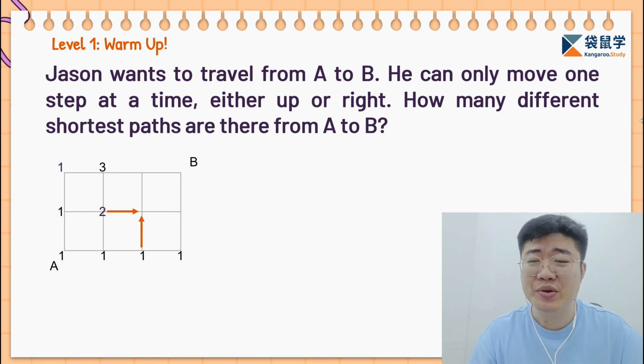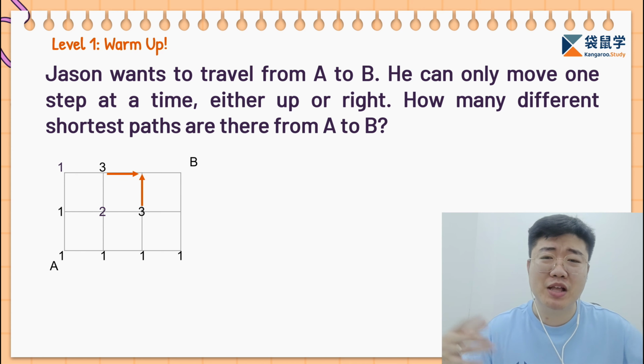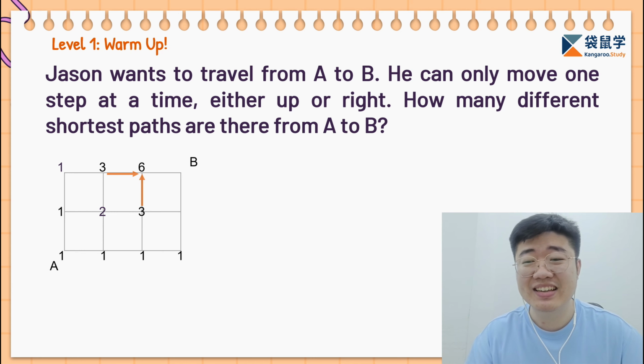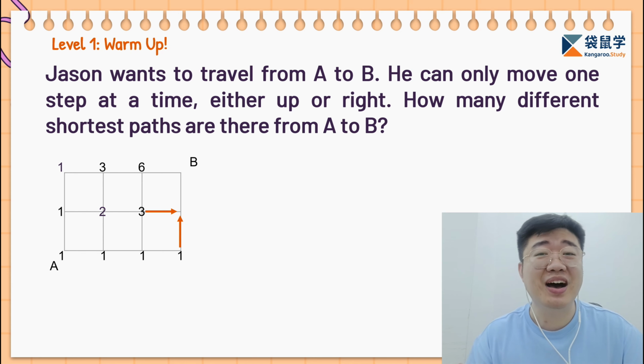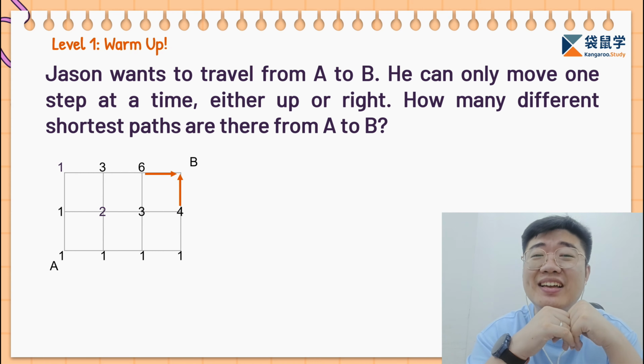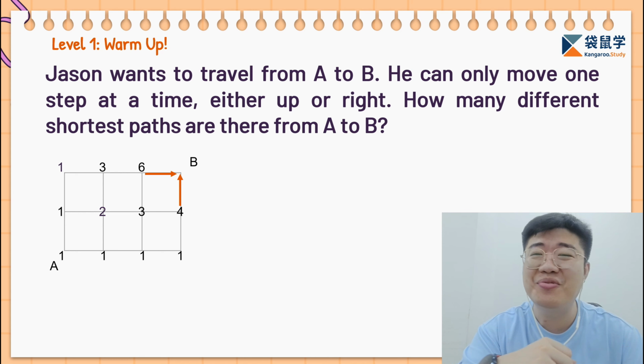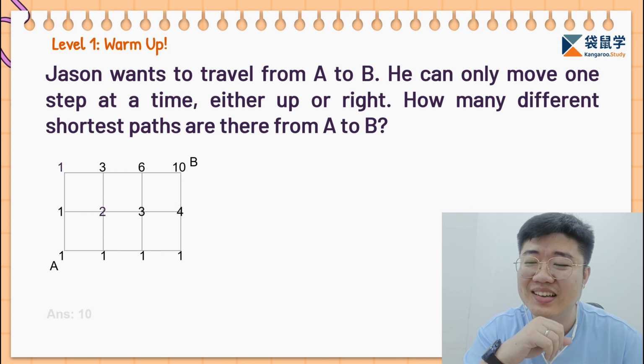Teacher, this is 3 ways. Perfect. So how about the next one? 3 plus 3. This must be 6. How about the next one? 3 plus 1. Oh, teacher, I know this is 4. And how about the final one? Hey, teacher, I know this is 6 plus 4 equal to 10. Wonderful. So we've gotten our answer here.